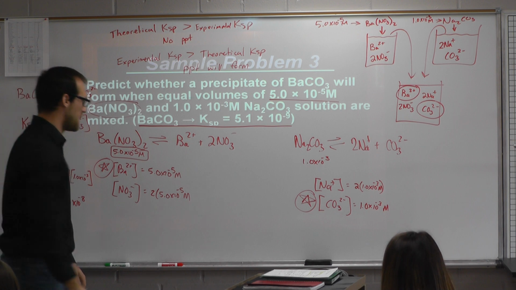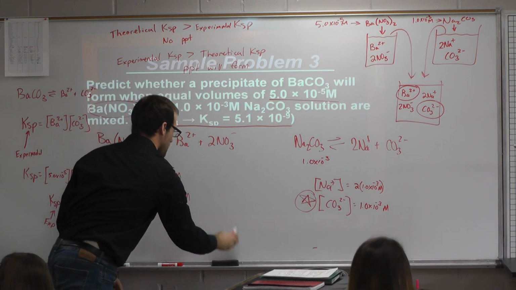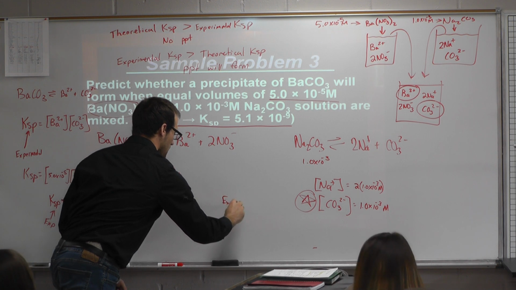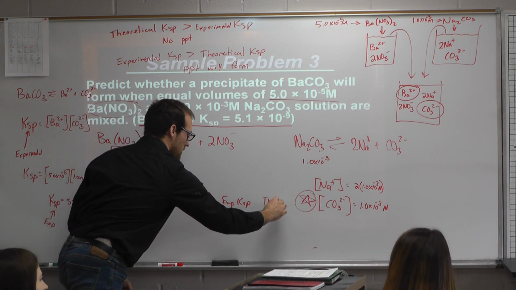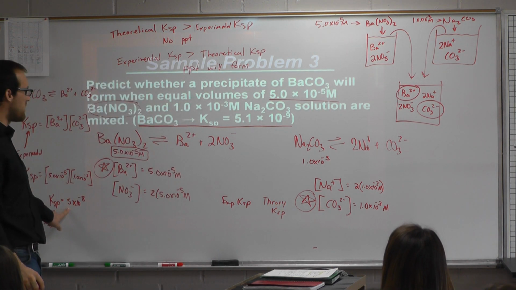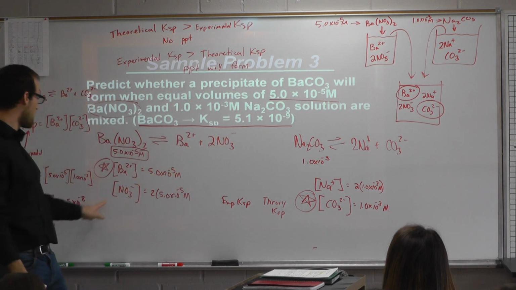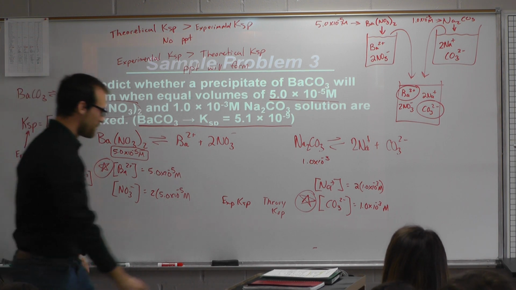So the question is, is the experimental KSP greater or less than the theoretical KSP? Compare this to this. Which one's greater? The experimental one is 5 times 10 to the negative 8. This is a bigger number, negative 8. Oh, you're right.